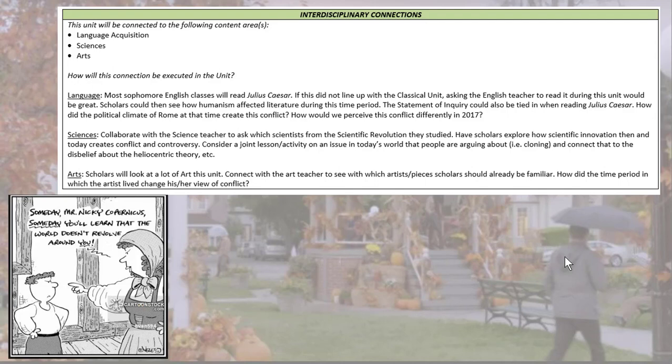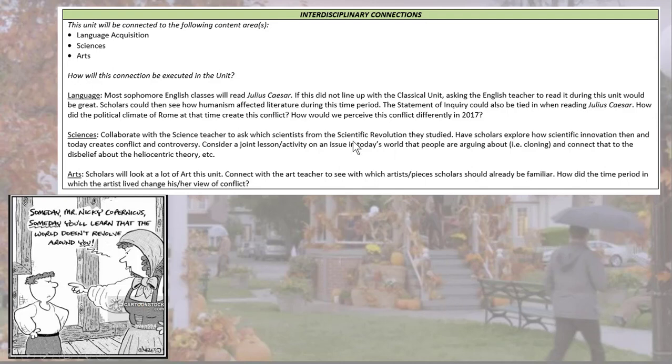If scholars have not read Julius Caesar yet in English, this is a fitting unit to discuss the effect of humanism that it had on literature and the effect it had on the interpretations of the past. So Shakespeare wrote Caesar obviously later in history, post-Renaissance, so kind of how he looked at that event because of that.